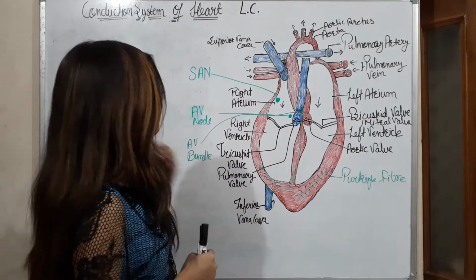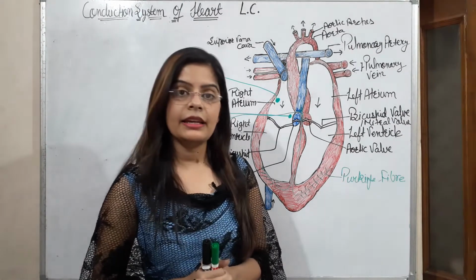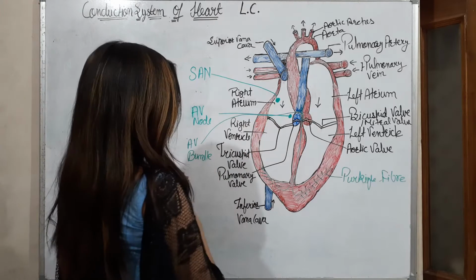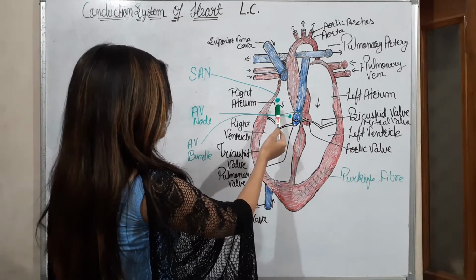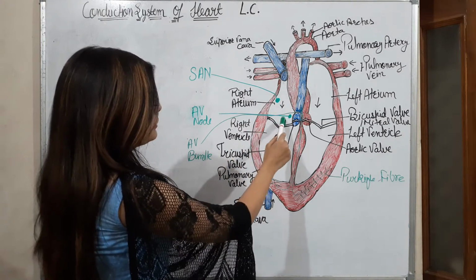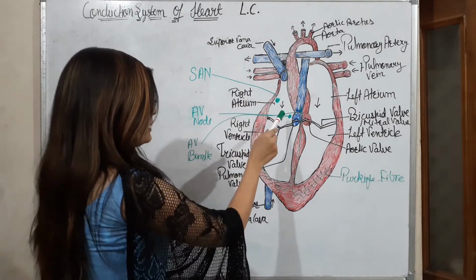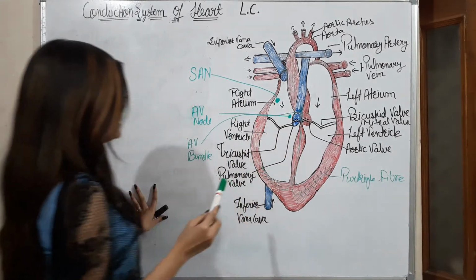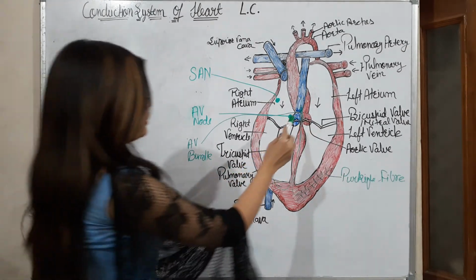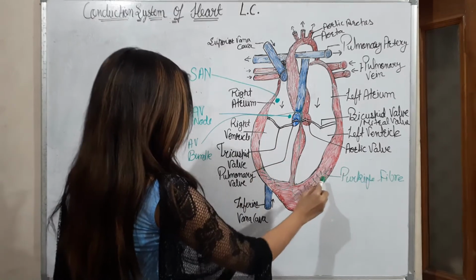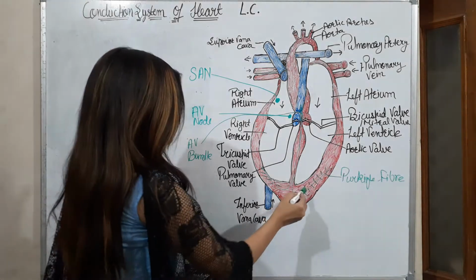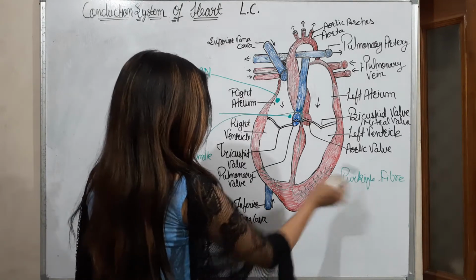First of all, there are two nodes present, the SA node and the AV node. This is the SA node. It is present in the right atrium, on its right side, and the AV node is present in the right atrium on its left side. Then between them there is the AV bundle, and further there are two branches of the AV bundle, right and left. There are some outgrowths from these branches. This is known as the Purkinje fiber.